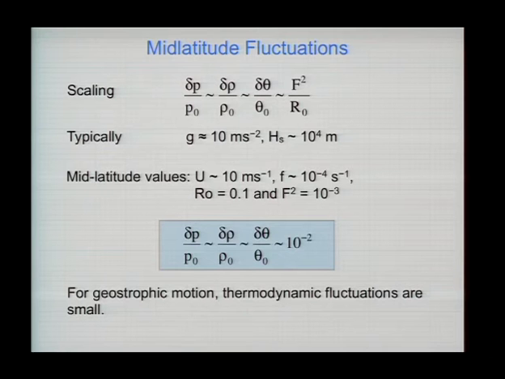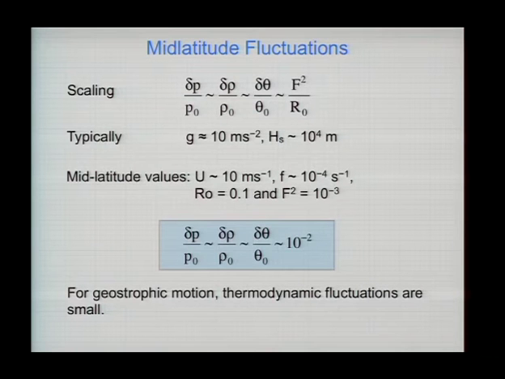Take those numbers, put them into this relationship here. Delta P over P, delta density divided by density, delta potential temperature divided by potential temperature. It's all about 10 to the minus 2. So they're small. The perturbations in temperature are small in the mid-latitudes.